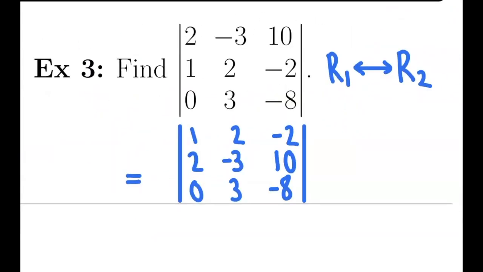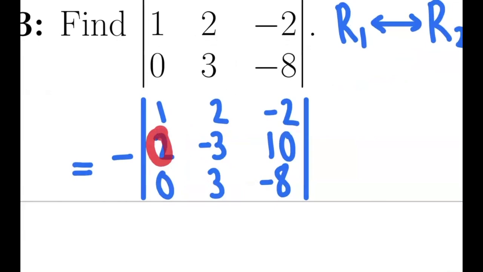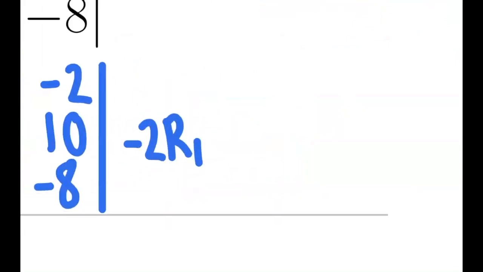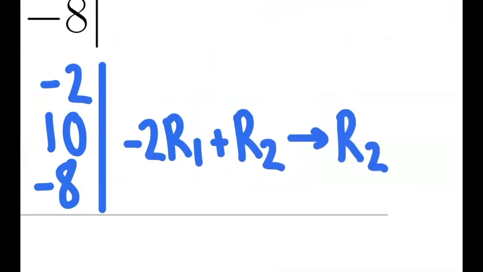When I swap 2 rows, what do I have to put in front of this determinant here? A negative. Yeah. Negative. That's right. Remember, the sign is going to change when you swap 2 rows. Okay, let's create some zeros. So how can I make this 2 here a 0? Subtract 2 times the first row. Yeah, so I'm going to do basically negative 2 times the first row and add that to the second row, and that will replace the second row.